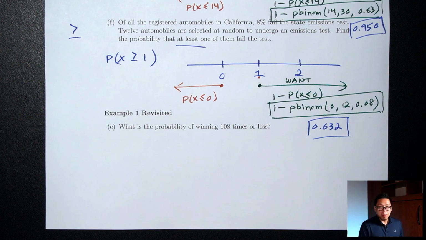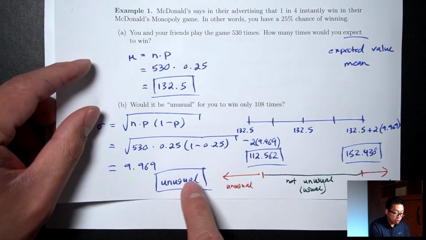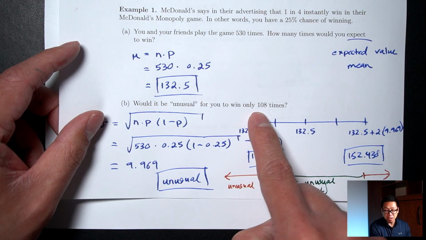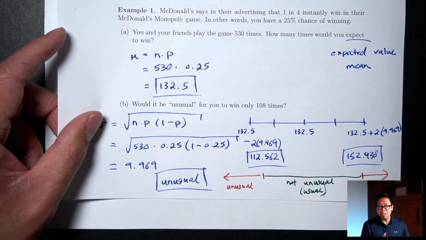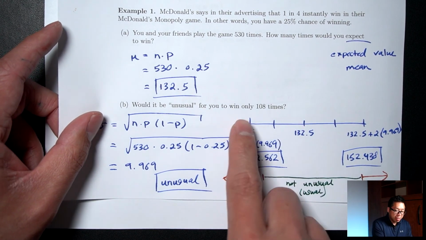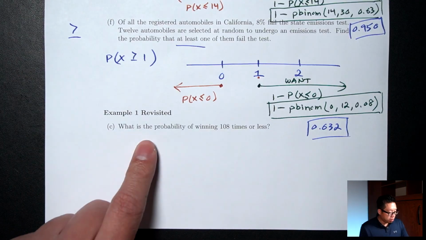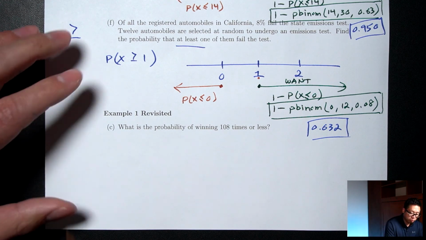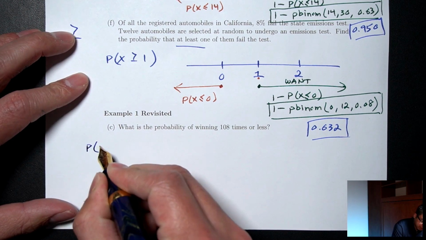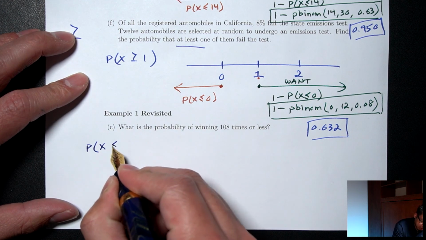All right, I'm not done with McDonald's yet. So earlier, we said that if we play this Monopoly game 530 times, it would be unusual to win only 108 times. So now we're in position to say how unusual is that. How unusual is it to get that low of a win number, 108 times? So what is the probability of winning 108 times or less? In symbols, what we're looking for here is the probability that x is 108 or less, which translates to less than or equal to 108.